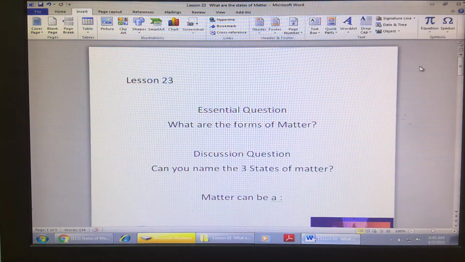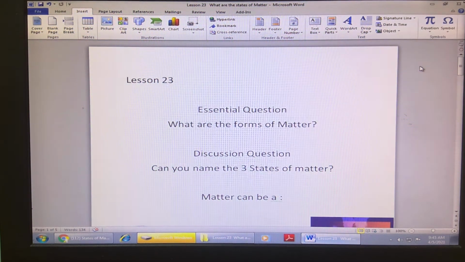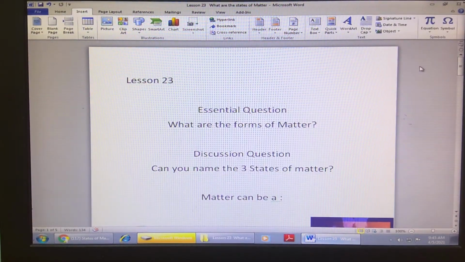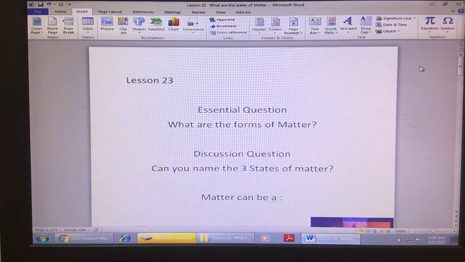What is our essential question? Well, we're going to talk about what are the forms of matter, the forms or the states of matter. Matter is anything that takes up space. So that's everything in our world. But there are basically three states or forms of matter that we live with every day. Does anybody know those three states? So let you take a guess.